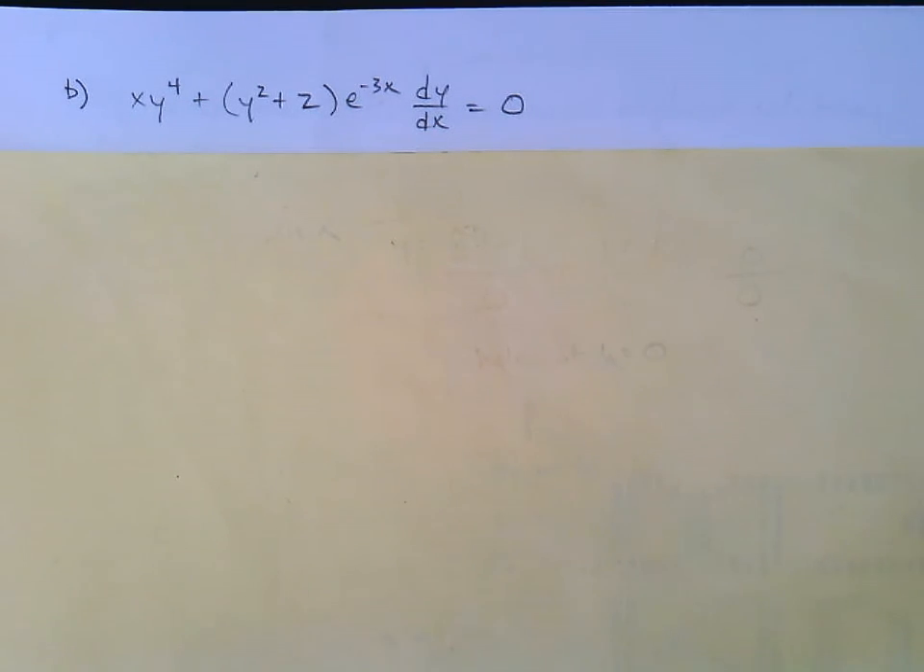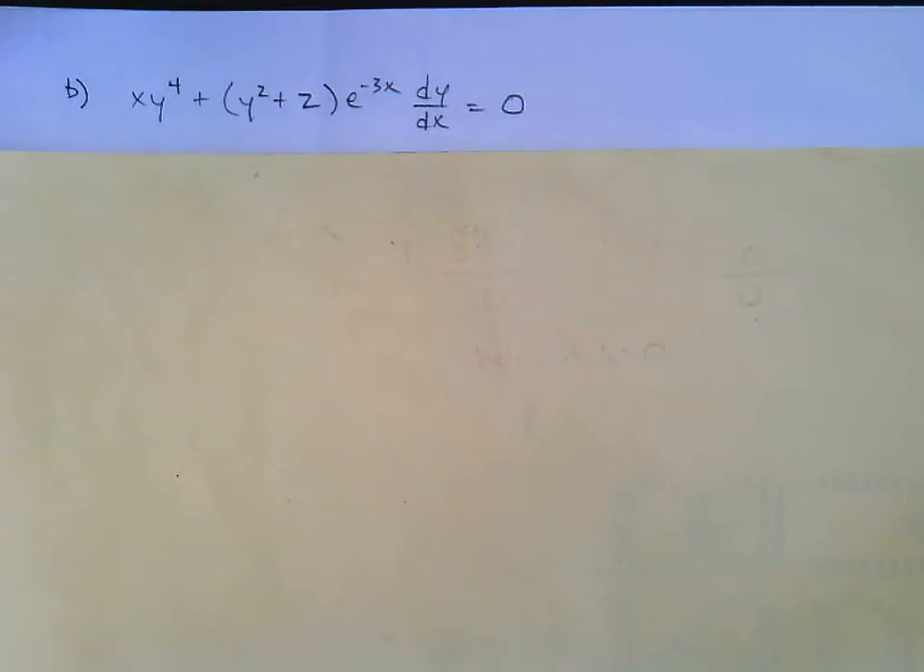Okay, let's see another one of these. We're going to solve this separable differential equation. Doesn't appear to be at first, so a little bit more work required for sure. x y to the fourth plus the quantity y squared plus 2 times e to the negative 3x dy over dx equals 0.